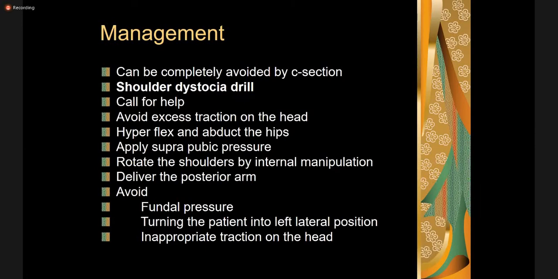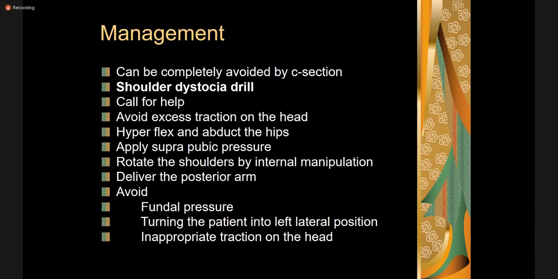Apply suprapubic pressure to dislodge the shoulder which is stuck. Rotate the shoulder by internal manipulation and then deliver the posterior arm. So there are certain maneuvers for shoulder dystocia. Most of the time, the first two maneuvers, that is the McRoberts position and applying suprapubic, not fundal, pressure, the patient delivers. But still, sometimes you might have a problem. You might fail by doing these two maneuvers.